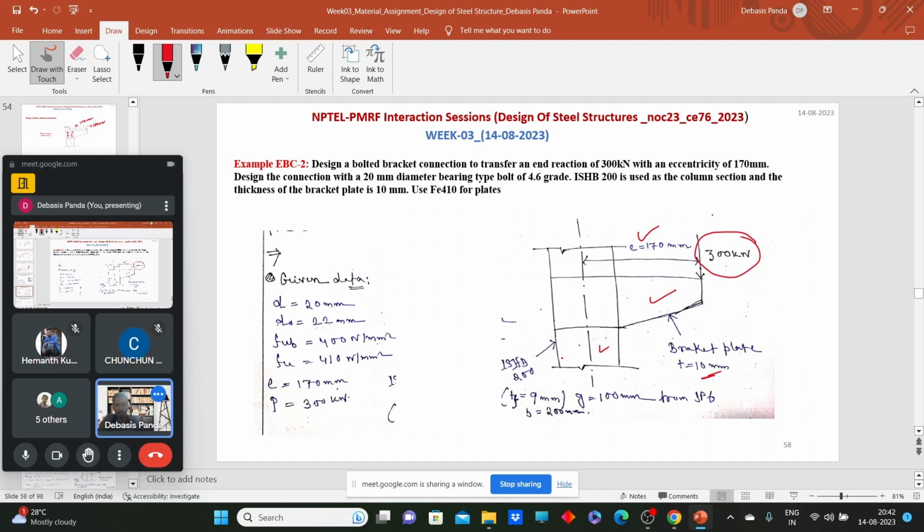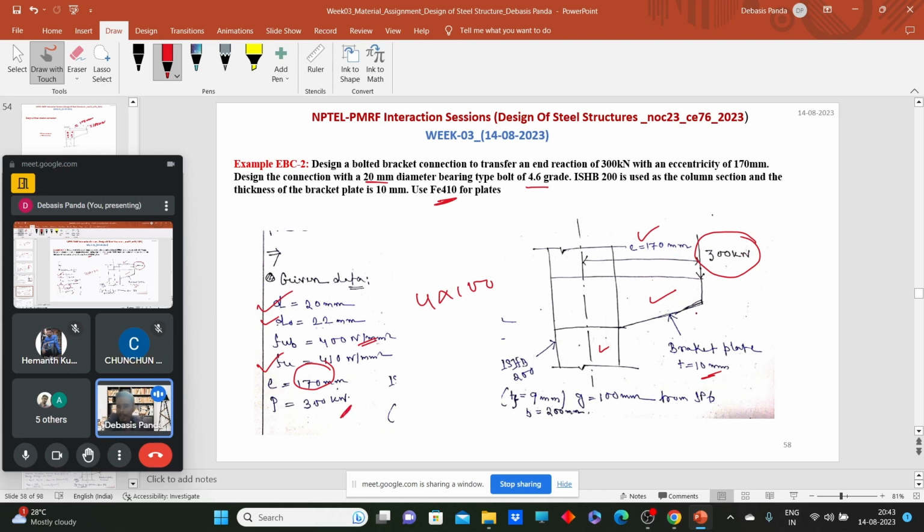First, look whether the diameter and grade of bolt are given. Yes, the diameter of bolt is given, 20 mm. So write it down. Diameter of bolt is 20 mm. What should be the diameter of bolt hole? 22 mm. Grade of bolt is also given, 4.6. So what will be the ultimate tensile strength of bolt? 4 into 100, that is 400 MPa. What will be the ultimate tensile strength of plate? We are using Fe410 plate, so that will be 410. What is the eccentricity value? 170 mm. What is the factored load we need to transfer? 300 kN.